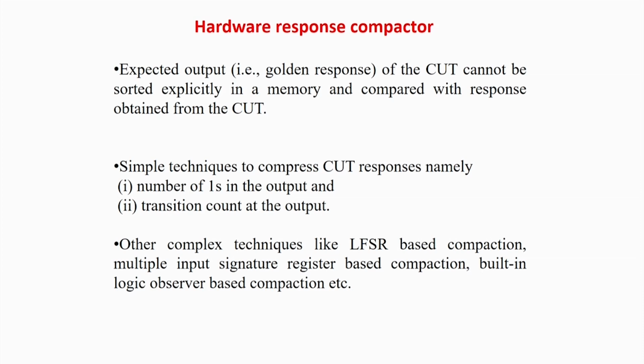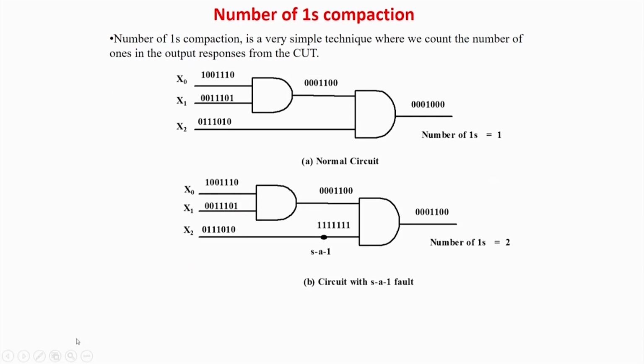I am taking the two most important ones. One is counting the number of ones, and the other is the transitions, how many changes there are. There are several other techniques for this compaction, like LFSR and signature registers, but in this course I will be taking the simplest ones. So it is a very simple example.